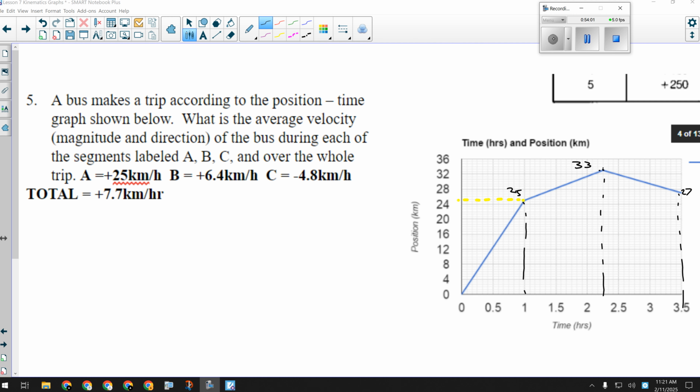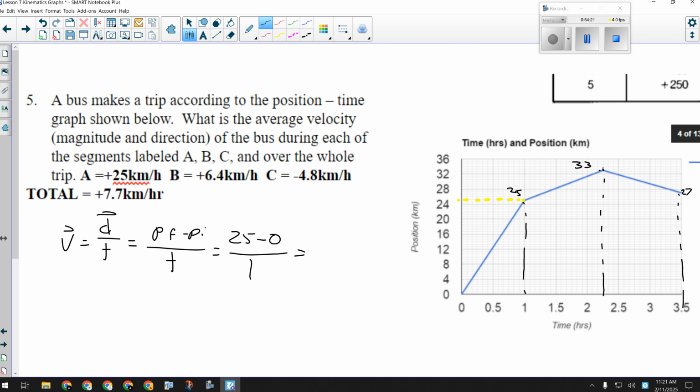Okay, let's have a look at this one here. So for part 1, we want to calculate the velocity for part 1. Well, velocity is displacement divided by time, which is also final position minus initial position divided by time. That's going to be 25 minus 0 over 1 hour. So that's 25 kilometers per hour. And it's positive because it's in a forward direction. Everybody all right with that one?